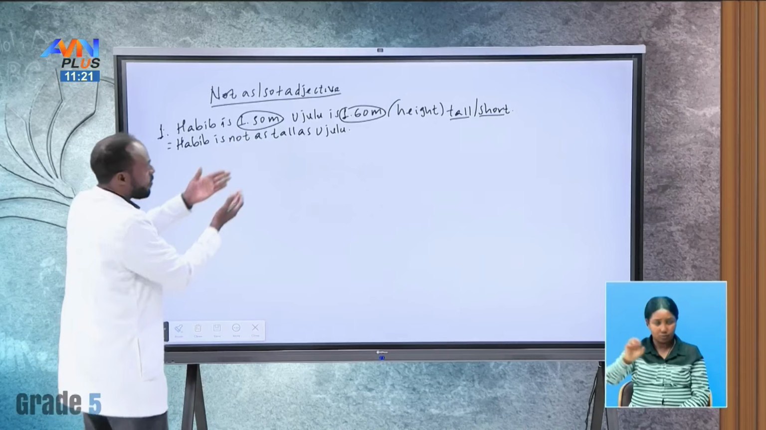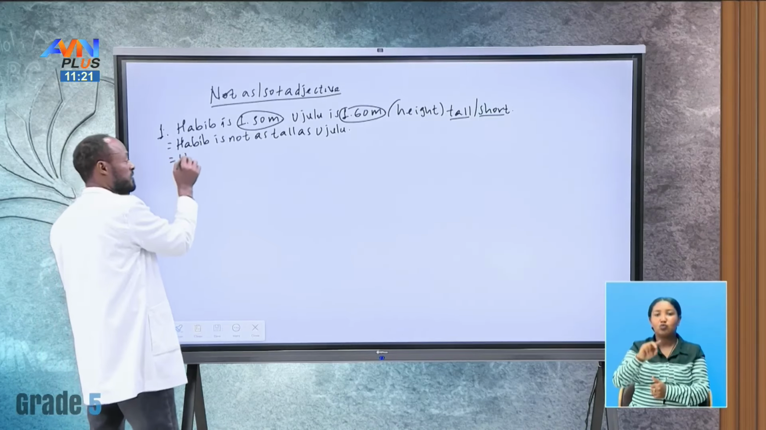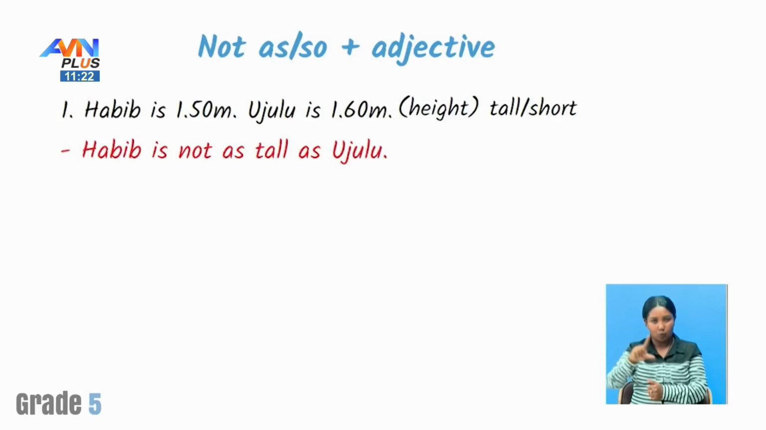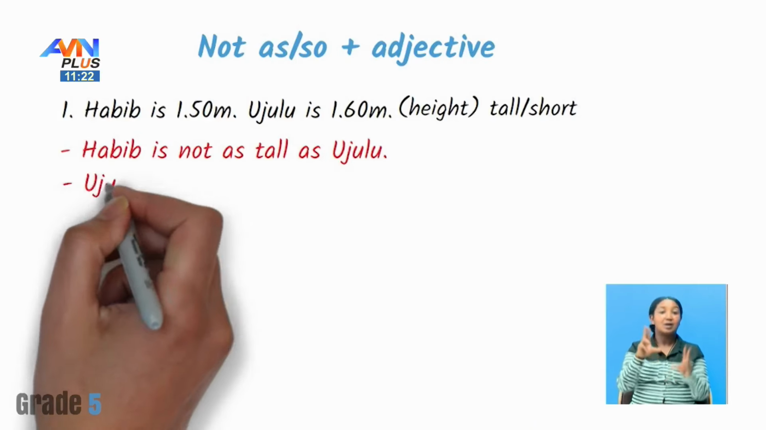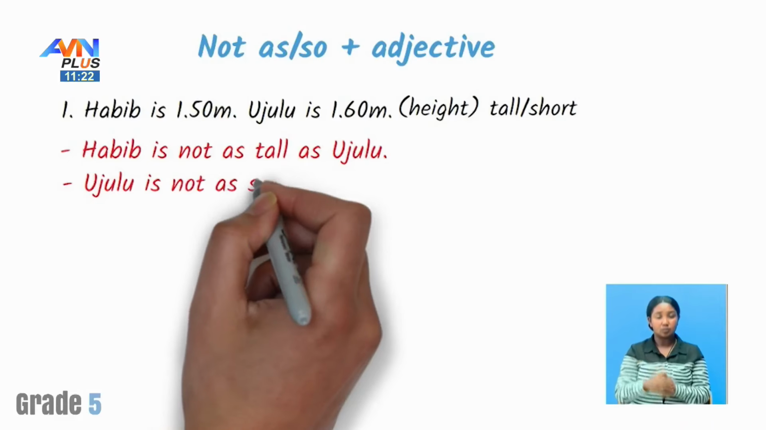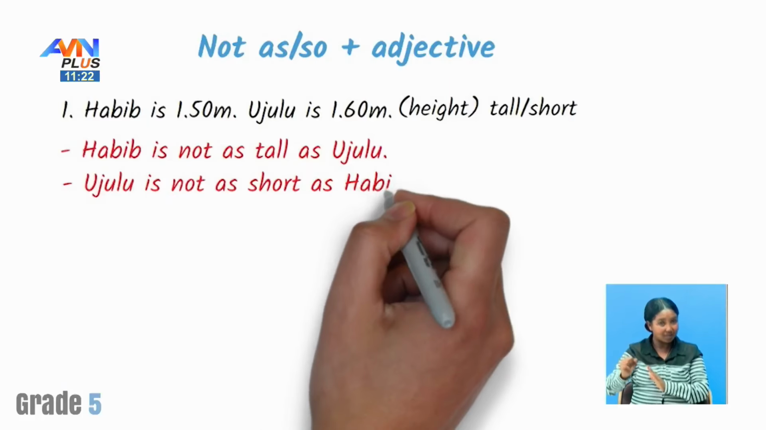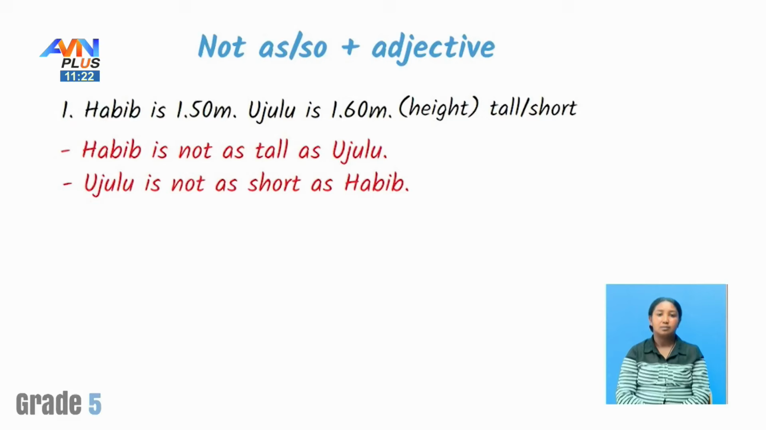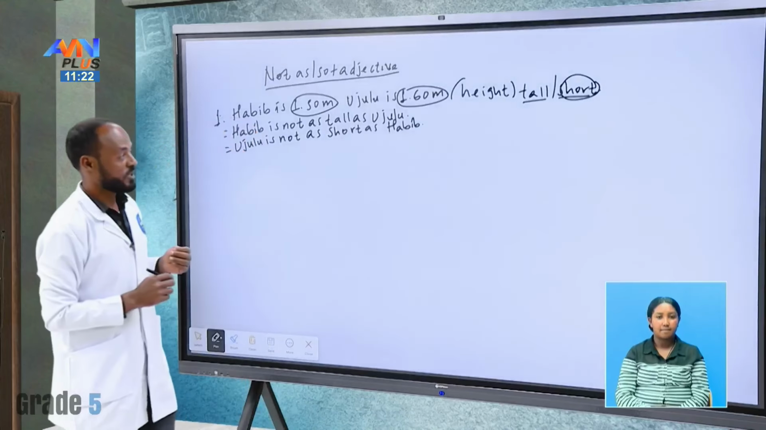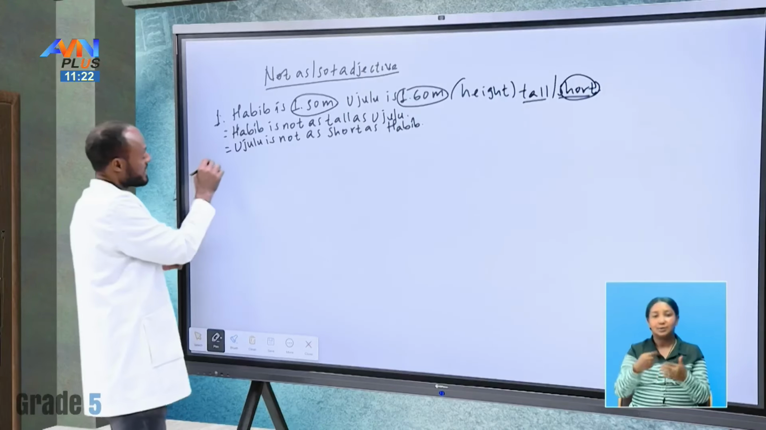Nice, students. So, what if we start from Ujulu? Here, Ujulu is not as tall or short. It's short. Okay? He is not as short as Habib. Nice, students. I hope you got me. Nice. So, let's give you the next one.